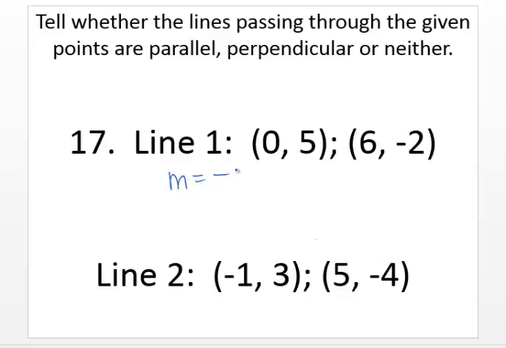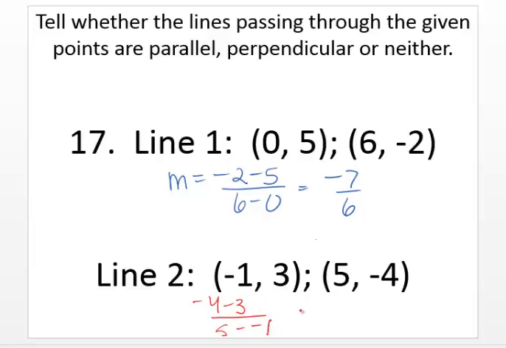Alright, the slope on the first one should be negative 2 minus 5 over 6 minus 0, which is negative 7/6. And down here on my second line, I have negative 4 minus 3 over 5 minus negative 1. This gives me negative 7 over 6. I've got the same slope, so these are parallel lines.